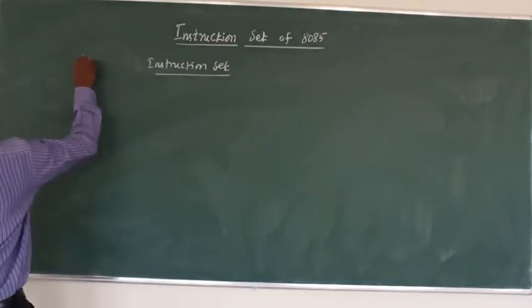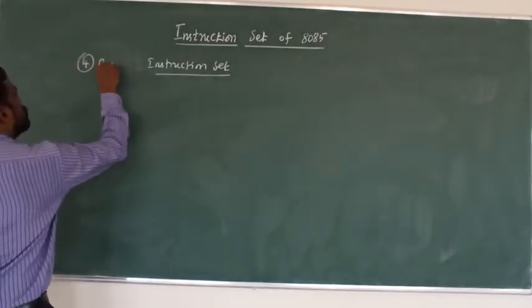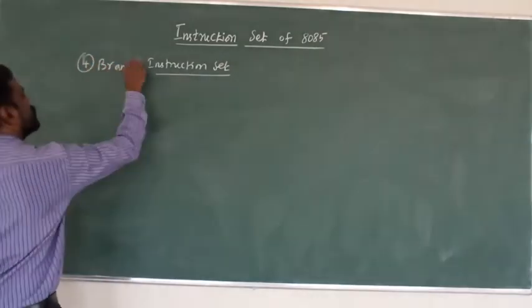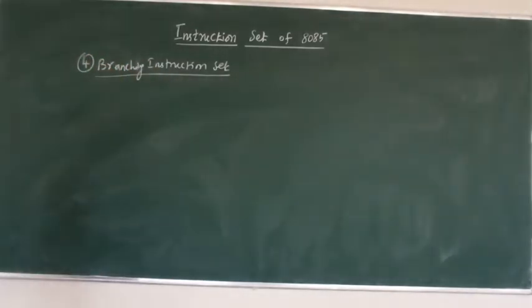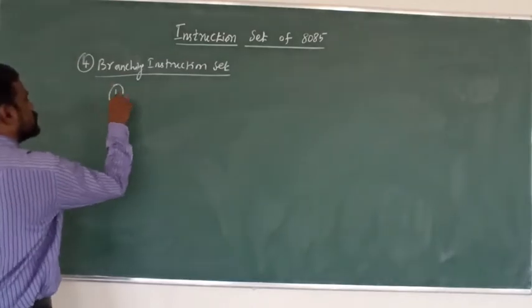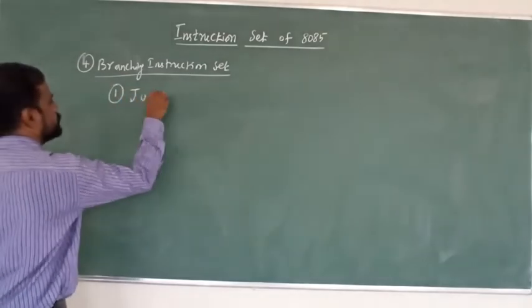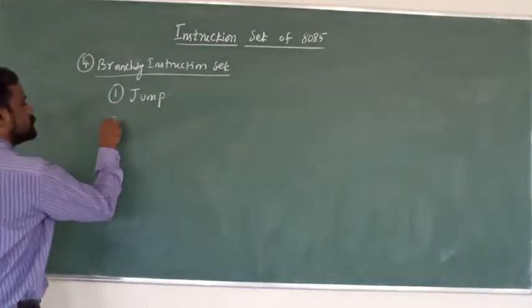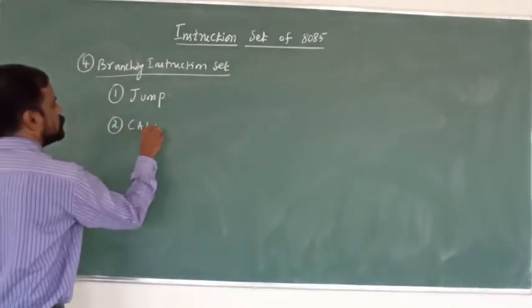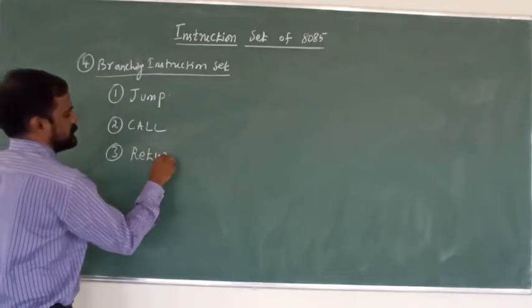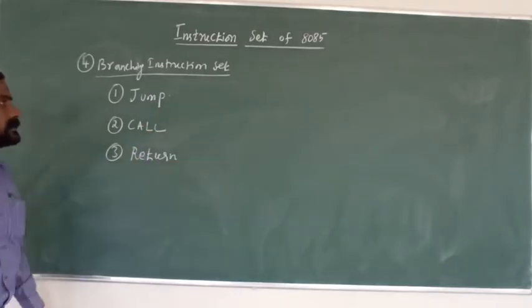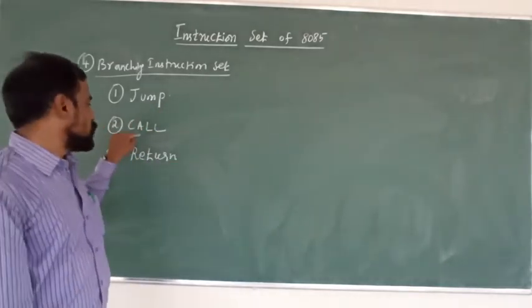Fourth one, branching instruction set. There are three types. Number 1, jump. Number 2, call. Number 3, return. Here, jump, call, return.